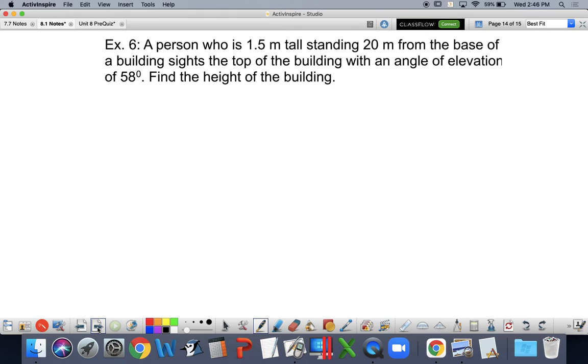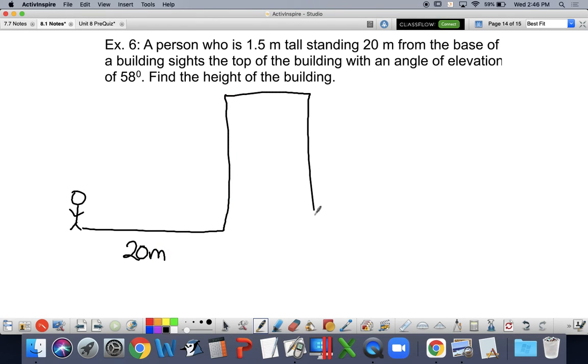So a person who is 1.5 meters tall is standing 20 meters from the base of a building. All right, so let's draw our person here. And he's 20 meters away from a building. I always encourage you to draw a picture. And he's 1.5 meters tall. That must be important for some reason.